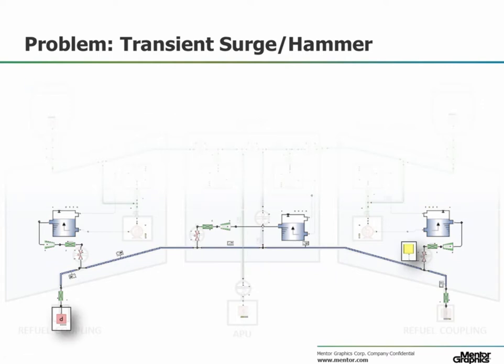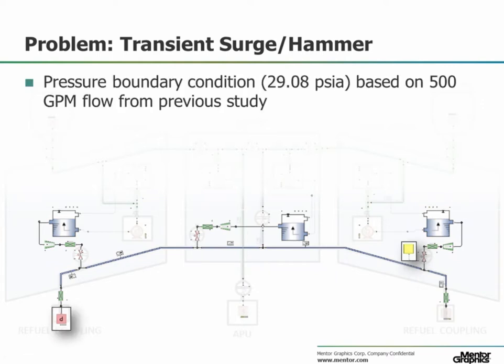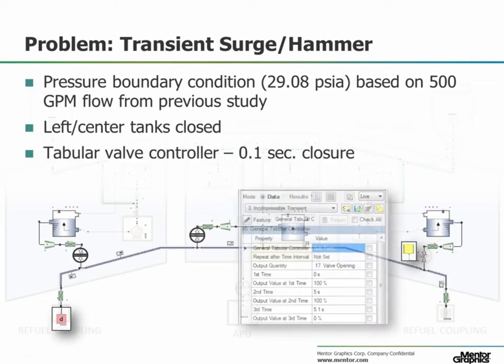To set up our simulation, we replace our 500 gallon per minute flow boundary with a pressure boundary at our identified input pressure of 29 psi. We will also close the left and center tanks to avoid any potential attenuation of the pressure wave for this initial study. Lastly, a tabular controller is added to the right tank valve, which will allow us to set a closure time and linear rate to apply to the simulation. For the initial study, we'll use 1/10 of a second closure time.